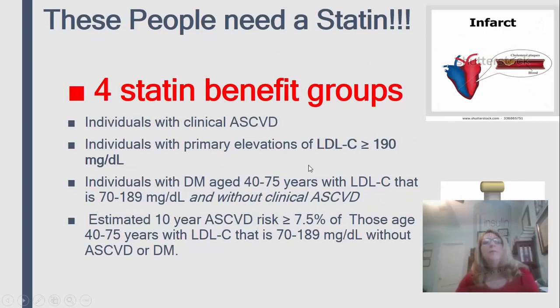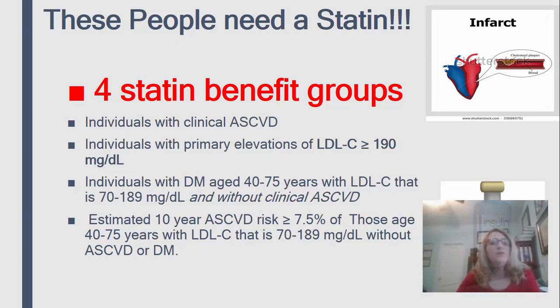Okay, the people who need a statin. 4 statin benefit groups. Individuals with clinical ASCVD, individuals with primary elevations of LDL-C greater than 190 milligrams per deciliter, and there's some thought that approximately 10% of the population may have LDL-Cs above 200. So pretty significant.